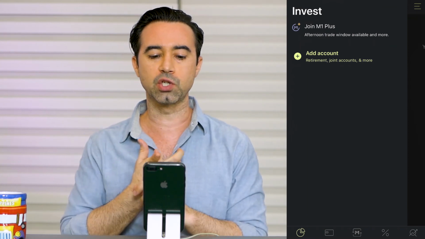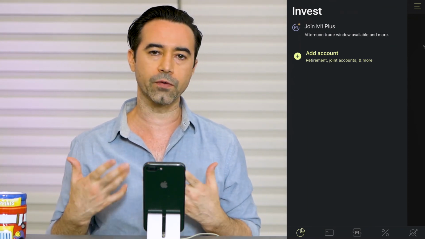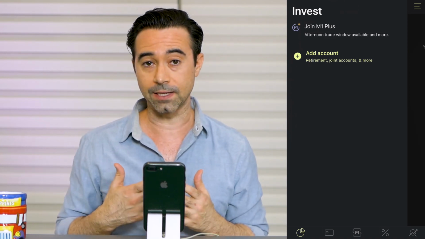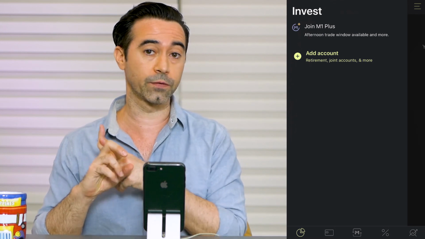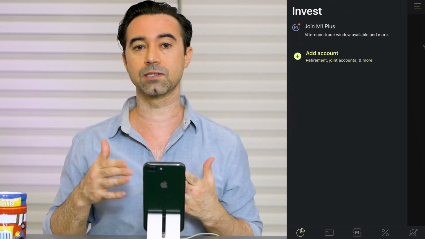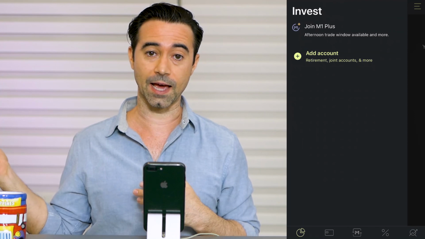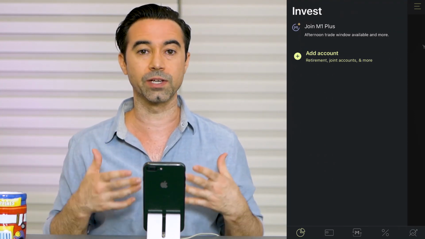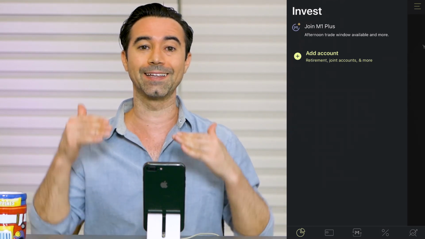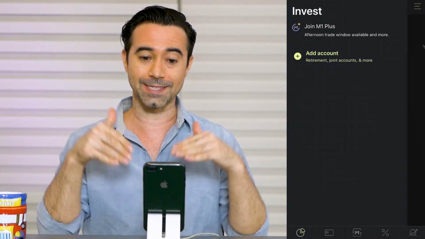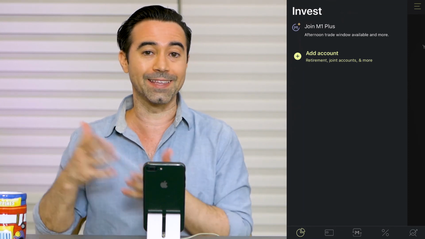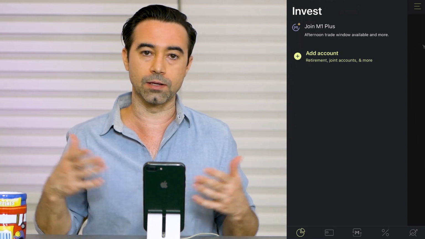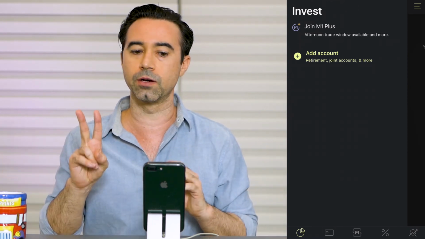So at the top, you'll see join M1 Plus. So what does that offer? Well, it's gonna cost a bit of money for M1 Plus. Right now with M1 Finance, you can only have one trading window for the day. So if you buy a stock, it's going to trade basically later in the day. So it's not like you can trade a stock with M1 Finance. It's not a good place to basically day trade because you're not getting active prices at that moment in time. You're getting like a stock price at the end of a day. But if you have M1 Plus, then you have afternoon trade windows as well as morning trade windows. So there's two trade windows instead of one.